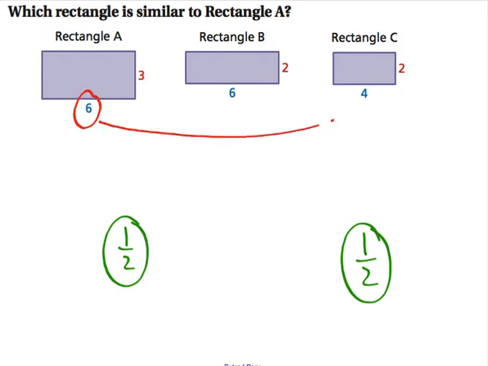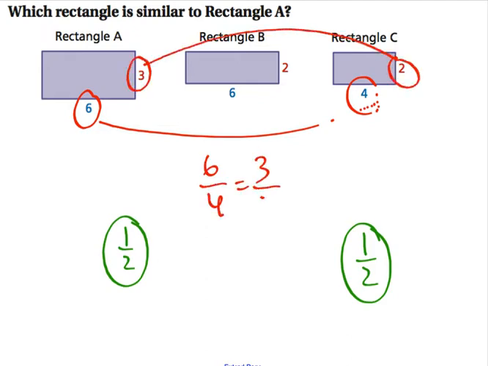So if I compare the proportions between, it will end up actually working out just fine. If I compare 6 to 4, I'll get the same thing as if I compare 3 to 2. And that is true. This one would work. Cross multiply, you get 12 equals 12. They are proportional.